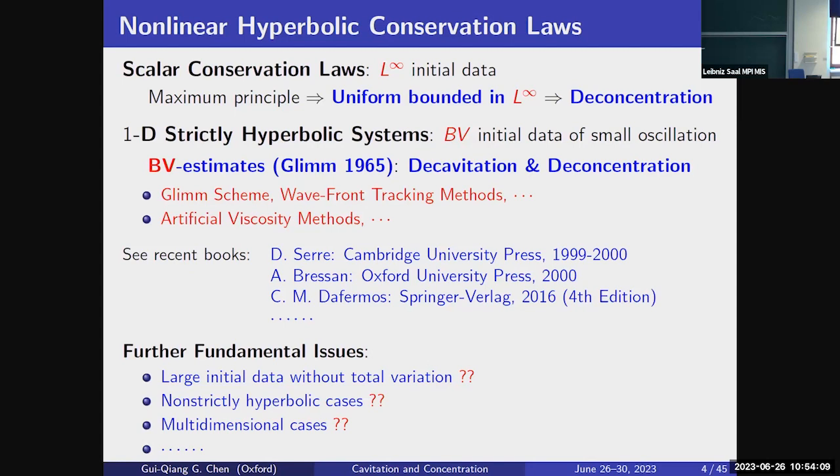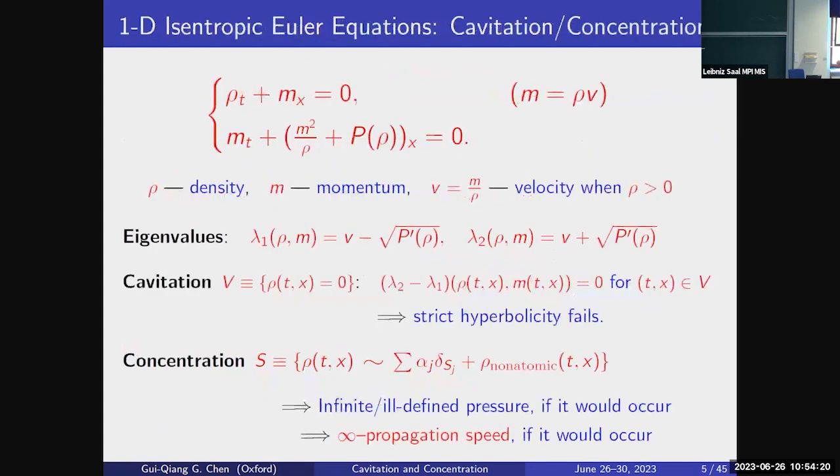The second, the non-strict hyperbolic, it fails. Now, of course, the multi-dimensional case will happen. Right? So let me first focus on the simplest case. This is again already presented: the isentropic polytropic equations. You can let A equal rho B, then this form, density, momentum, right?